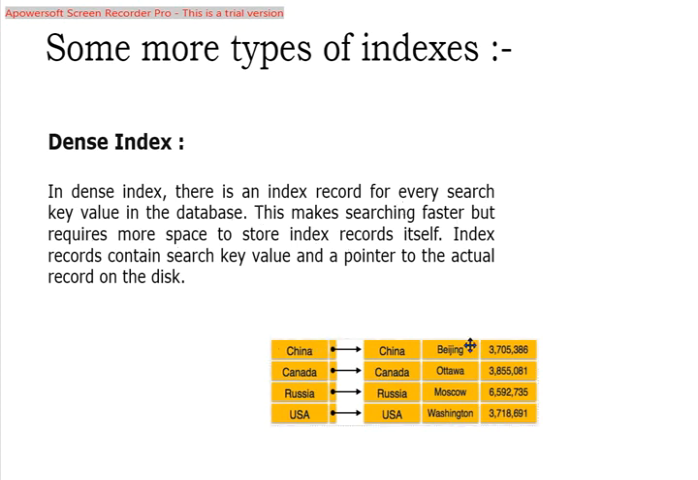As you can clearly see, more space is required as the number of data and number of levels are also more. So this makes searching faster but requires more index. Index records contain a search key value and a pointer to the actual record on the disk. You might call this the pointer.